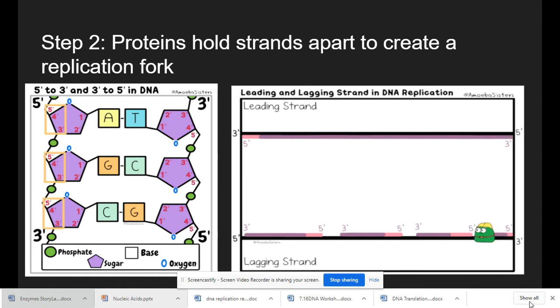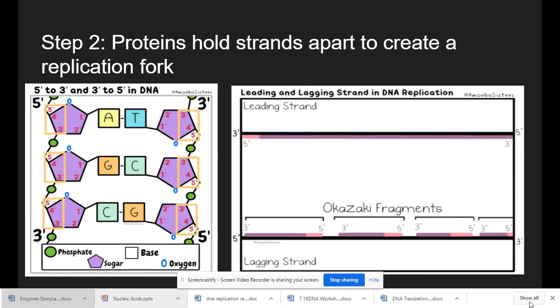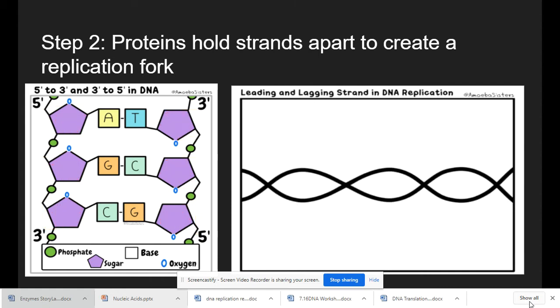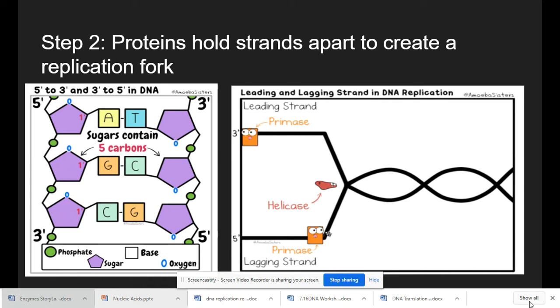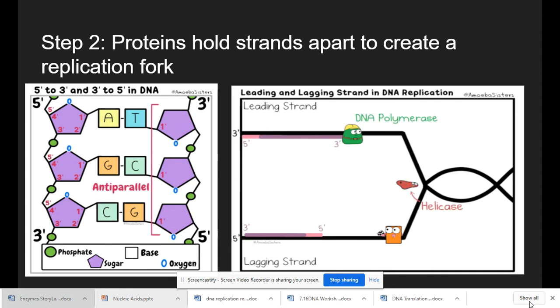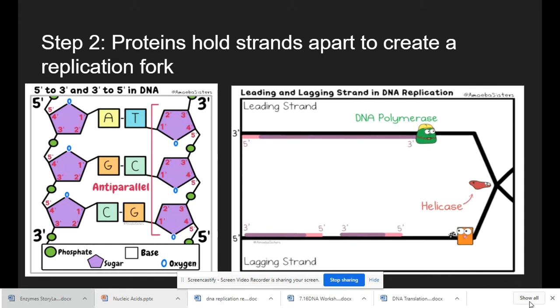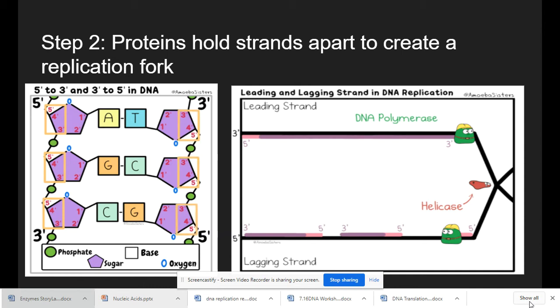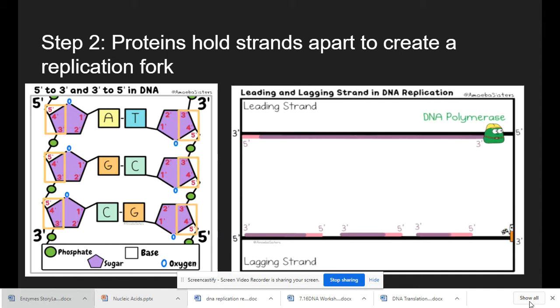The leading strand is in the lead, the lagging strand falls behind, and there's a reason why. So the leading strand, it's a continuous building of the bases. So that new strand that's being built is continuous. It does not stop. The lagging strand, on the other hand, is built in small sections. And so it takes a little bit longer and it lags behind the other strand.